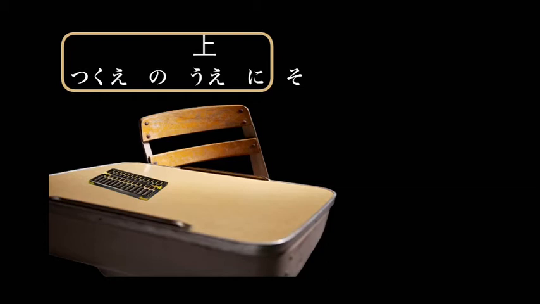An abacus is a soroban. And to say there is an abacus, we simply say soroban ga arimasu. Arimasu meaning there is or there are. So our whole sentence becomes tsukue no ue ni, on the desk, soroban ga arimasu. There is an abacus.